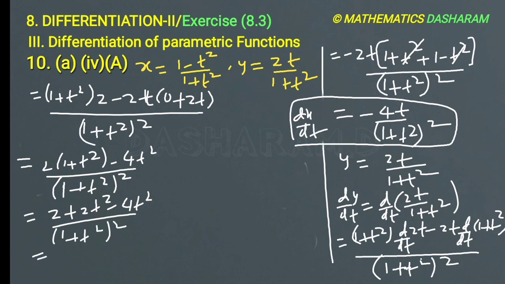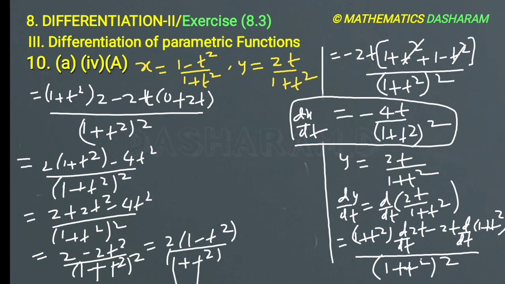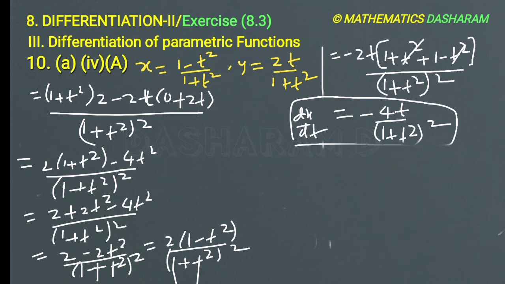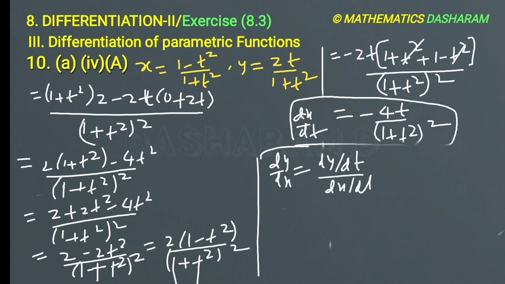So it is equal to 2t square minus 4t square, how much? Minus 2t square, whole divided by (1 plus t square) whole square. Now take the 2 common: (1 minus t square) divided by (1 plus t square) whole square. So now our required answer is, what is our required answer? Dy by dx. That means dy by dt whole divided by dx by dt.